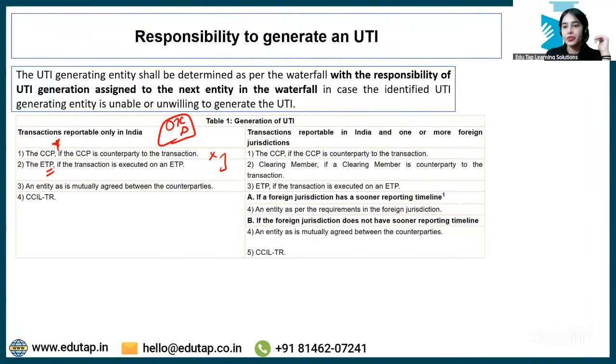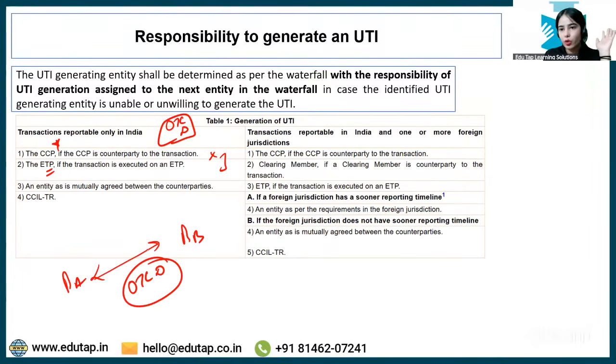If that is also not generating the UTI, or let's say an electronic trading platform is not available, bank A and bank B are coming to the over-the-counter derivative transaction by themselves. There is no central counterparty, there is no electronic trading platform. They are personally coming into the contract. In this case, the entity as is mutually agreed between the counterparties. So these are the two parties of the transaction, the two counterparties.